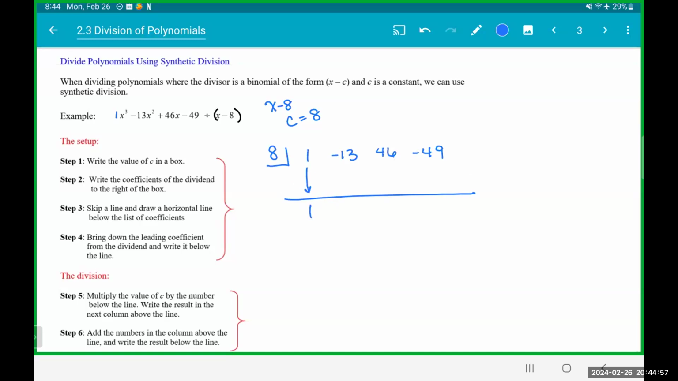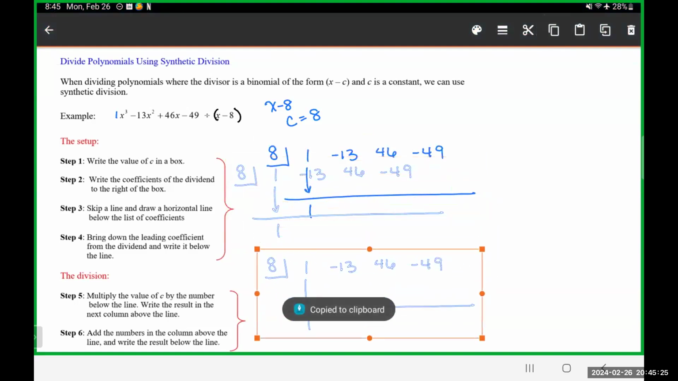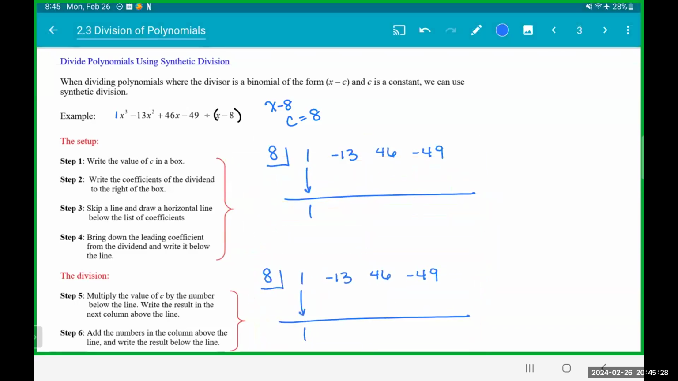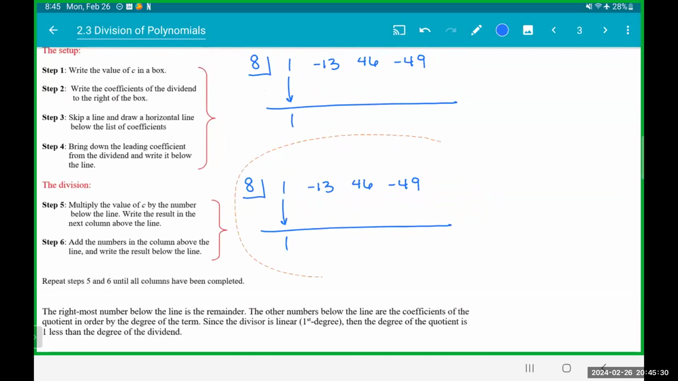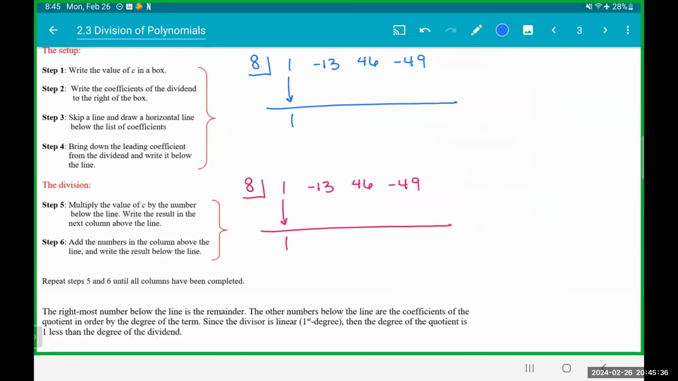Now the rest is we're going to do all these math calculations and the division, and we're going to repeat the process till we get through all the numbers. You can read the words to the left here, but essentially this is what it is. I'll copy the setup just so that you guys can see it up there. And this is us working through.